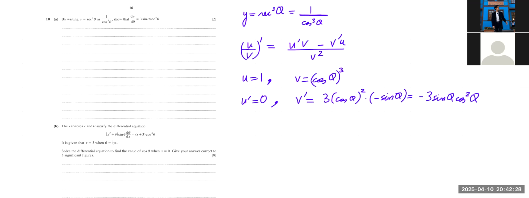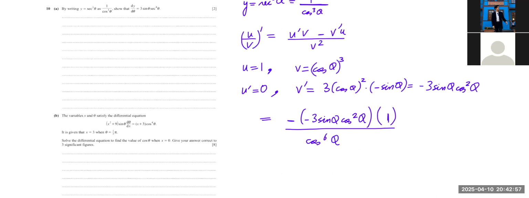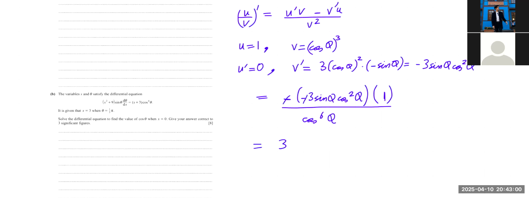Now we can actually plug everything in. Actually, we don't need to write the u prime term because u prime is 0, so the whole term is 0. Minus v prime, negative 3 sine theta cosine square theta, times u, which is 1. And then I need to divide this by the square of v, which is going to be the sixth power of cosine theta, because the square of this is going to be the sixth power. Which leaves us with, okay, the negatives cancel out, nice. 3 sine theta cosine square theta over cosine 6 theta.